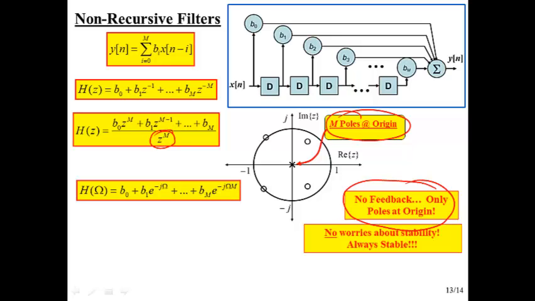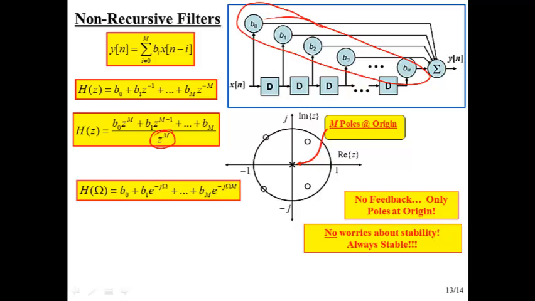So consequently, these non-recursive filters have the nice property that they are always stable. With the design of non-recursive filters, we can optimize these things to our heart's content without having to fuss about tweaking them to get the best frequency response and worrying, am I causing this filter to become unstable? So that's a really nice characteristic of these things.